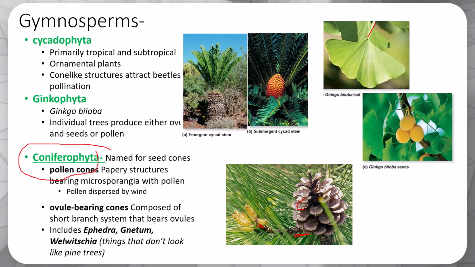Again, we talked about ginkgo with this fan-shaped leaf being an important landscaping plant. There's only one species in the genus ginkgo remaining. Generally, they plant male trees because the females have these fleshy seed coats that are pretty foul-smelling. And then cycads are primarily tropical and subtropical plants. They're also ornamental plants, and they have these cone-like structures that attract beetles for pollination.